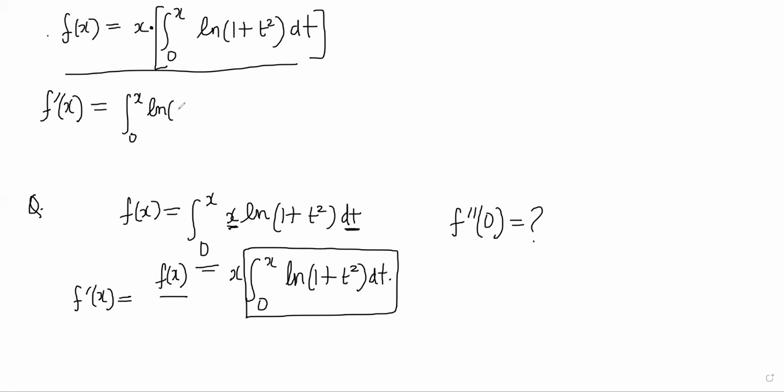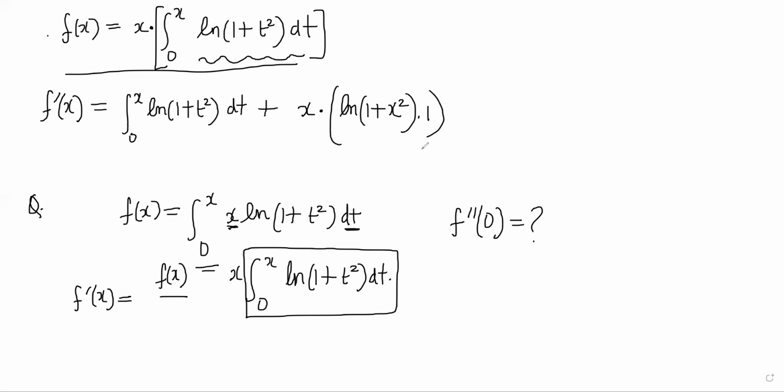So by product rule, if I differentiate, it will be the differentiation of x, which is 1, times the integral from 0 to x of ln of 1 plus t square dt, plus x into the differentiation of this. What would be the differentiation under the integration sign for this? x ln of 1 plus x square into 1 minus 0, right? Right. So this is your f dash x.